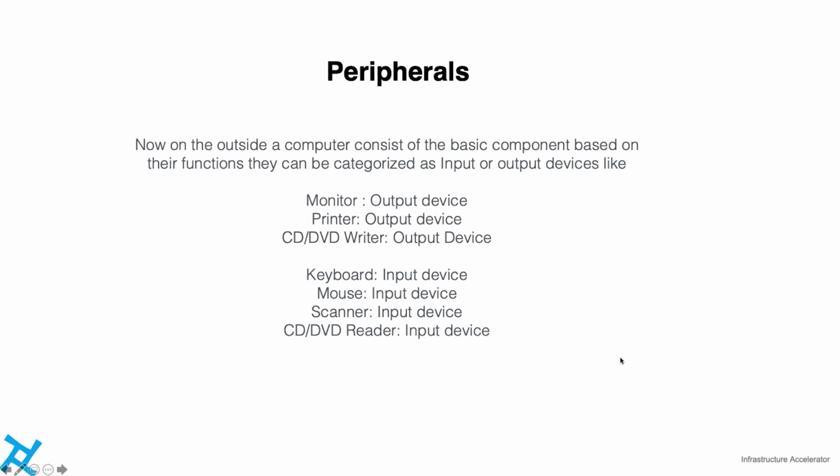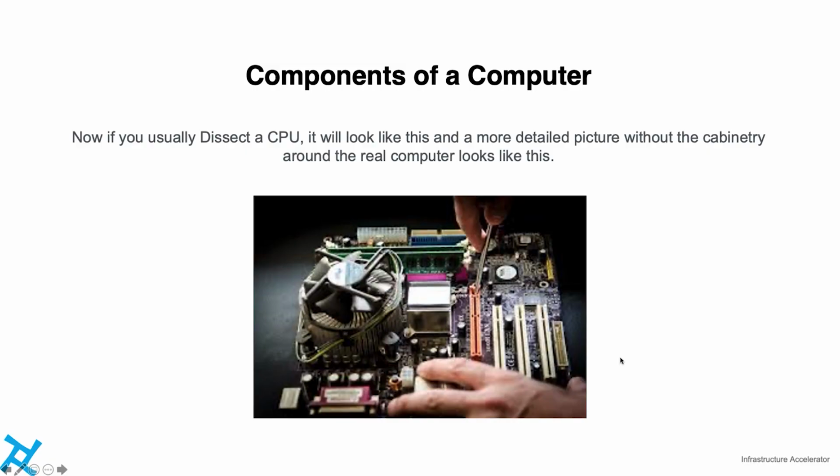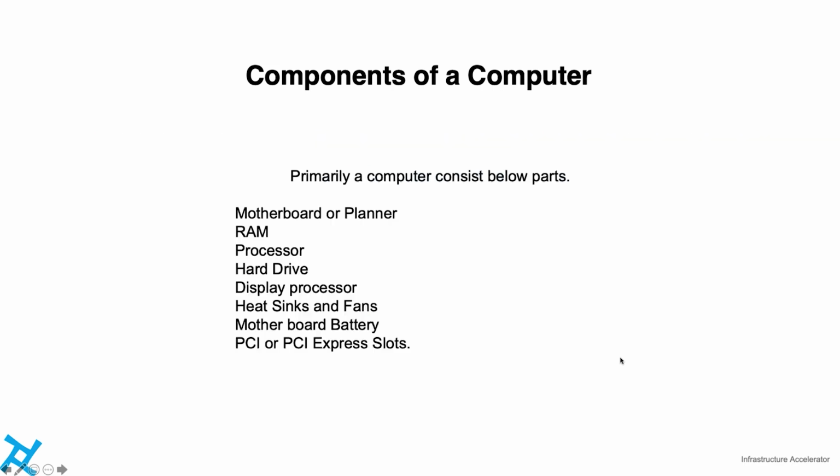So, being the CPU, the main important unit of the computer, or the computer actually, let's dissect the CPU and find out what all it is made up of. So, the components of a computer or the CPU. If you usually dissect a CPU, it will look like this, and a more detailed picture without the cabinetry around the real computer looks like this. It primarily consists of below parts. It has a motherboard, the main board.